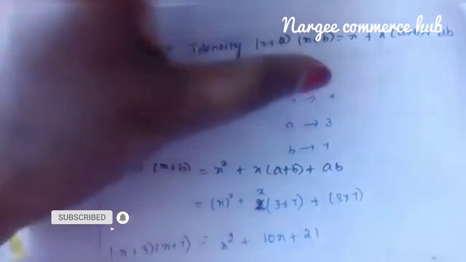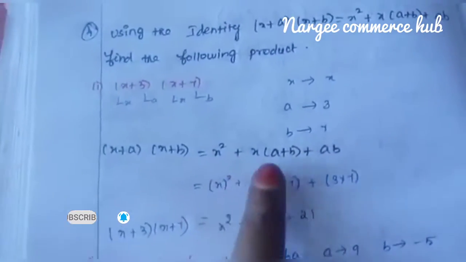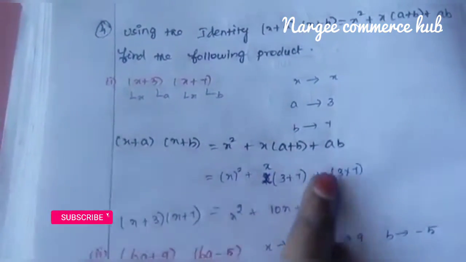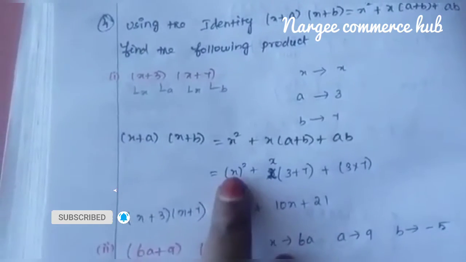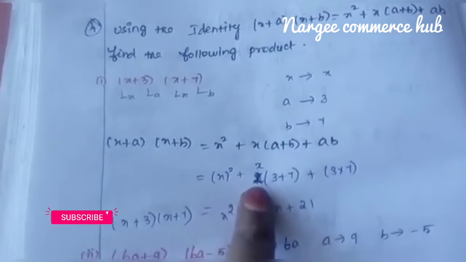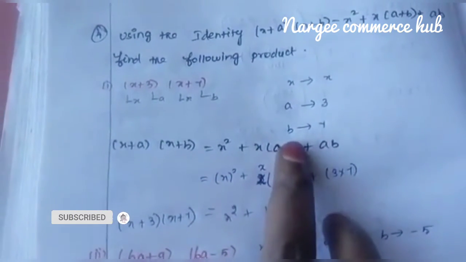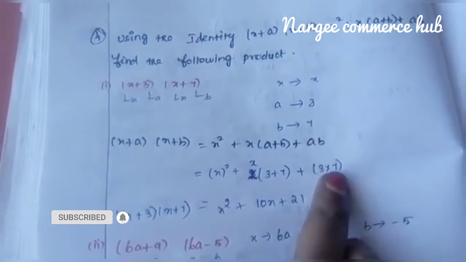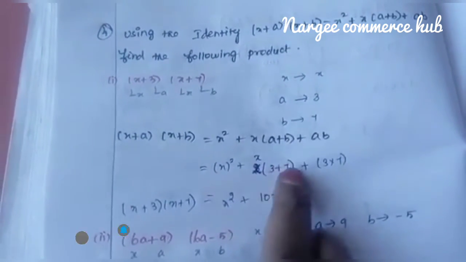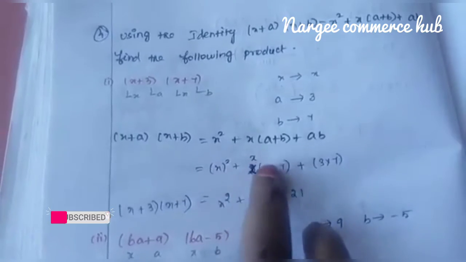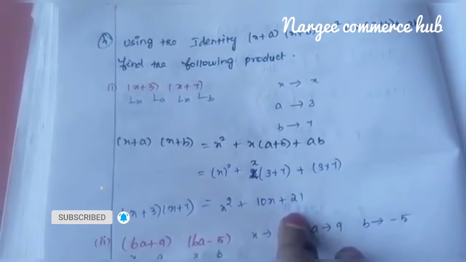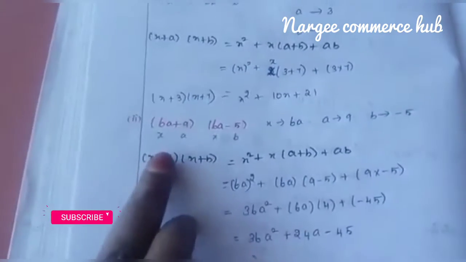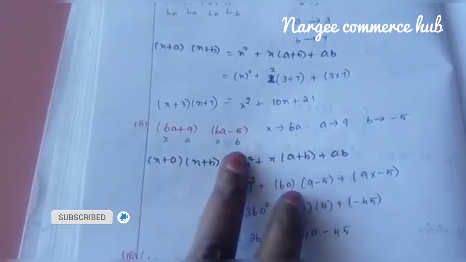Write it in the formula. X squared becomes x squared, x into (a plus b) is x into (3 plus 7), and then ab is 3 into 7. Finally add 3 plus 7, 10, so 10x. 3 into 7 is 21. That's all.